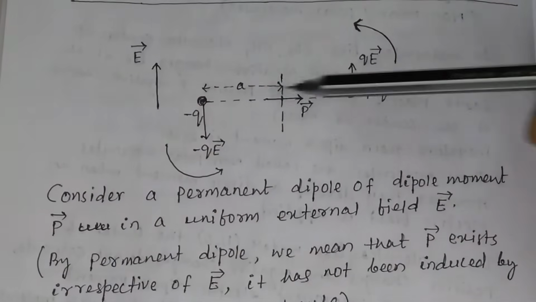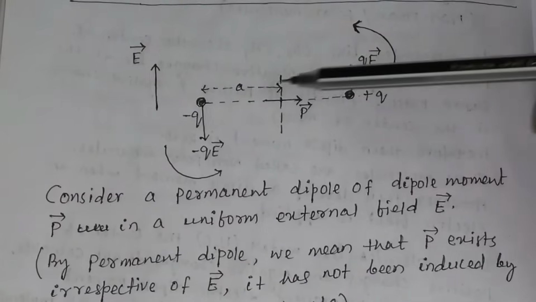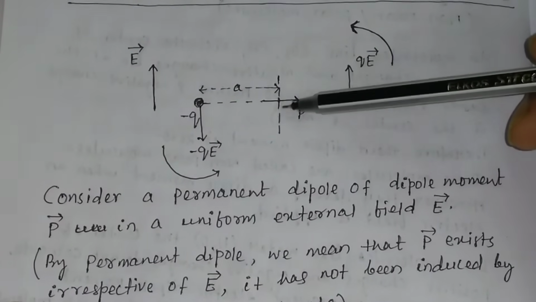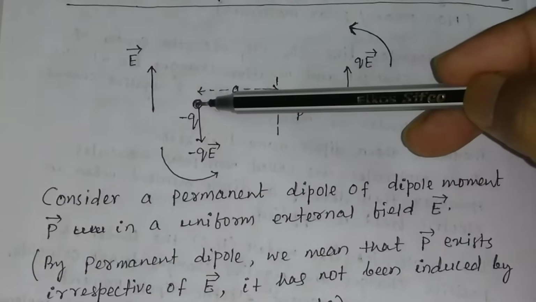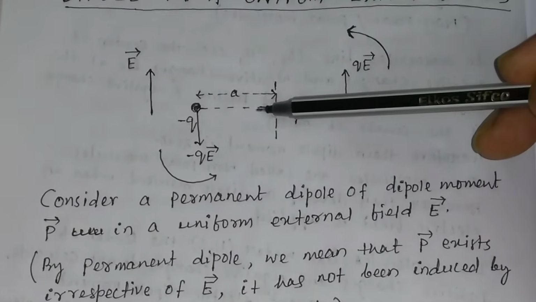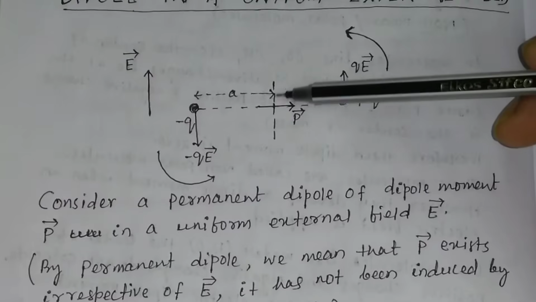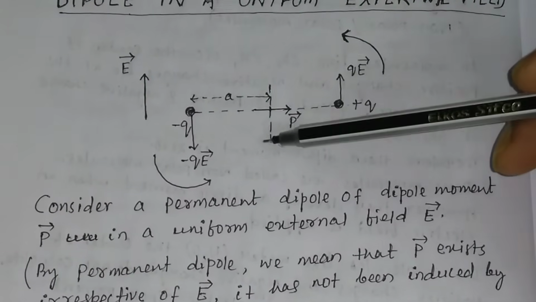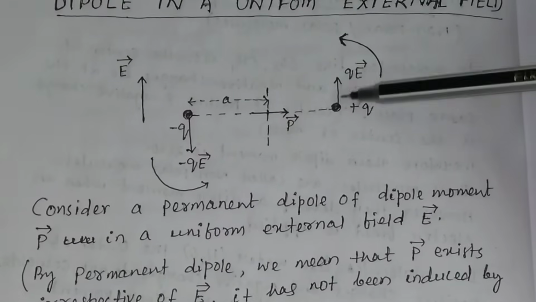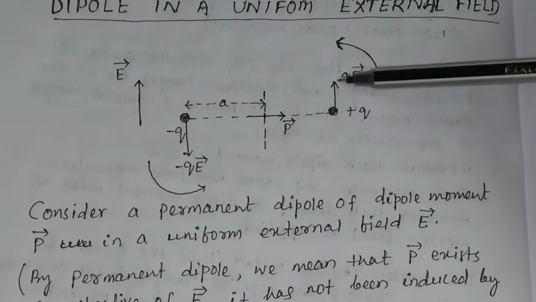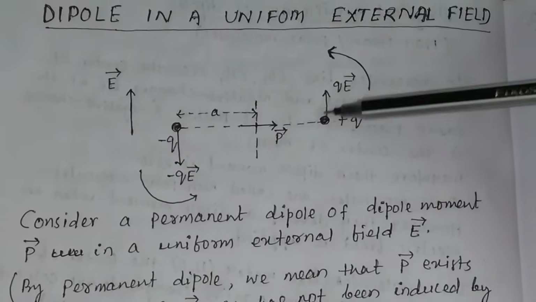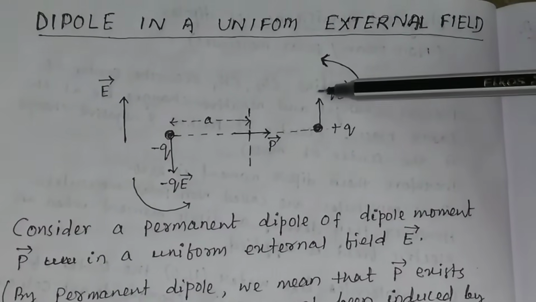So in the case of this dipole also, the torque is independent of the position where you take the rotation. Either you take the rotation here or here or here, I have taken it in this diagram here. But the torque is equal to the cross product of force and this arm length, that is 2A cross product with the force F.